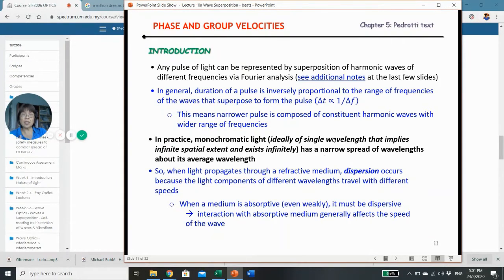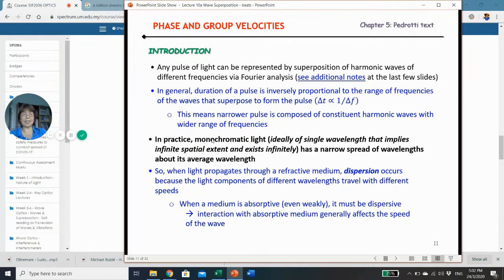In other words, the duration of a pulse is inversely proportional to the range of frequency of the waves that superpose to form the pulse itself. So delta t is proportional to 1 over delta f, f standing for frequency.